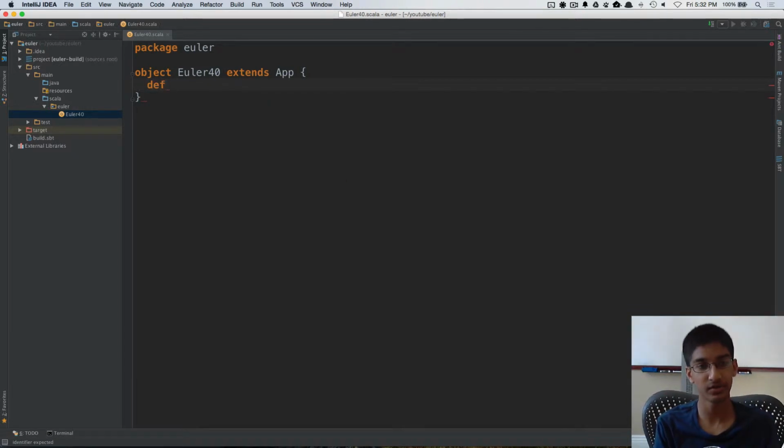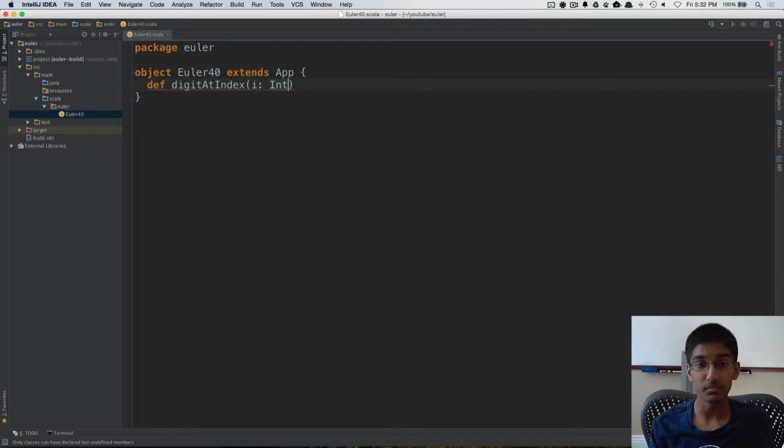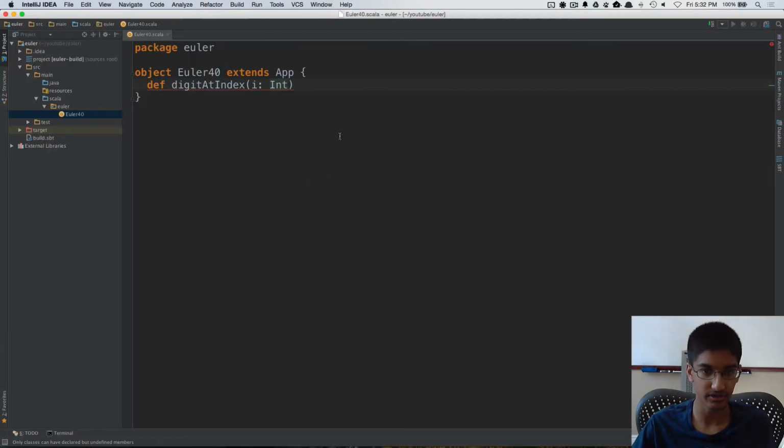I'm going to create a def digit at index. This is going to take an index of type int, and to make the math simple, we're actually going to have the index be 0 based. So instead of d sub 1, we would do d sub 0 when we're actually going to calculate the final answer. And we're going to take a second parameter, which is digits.